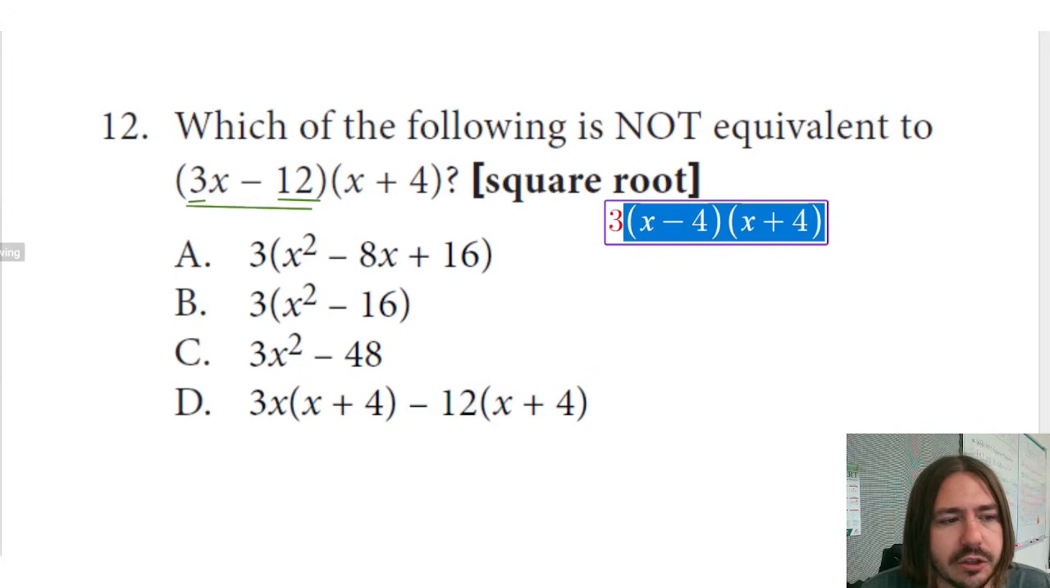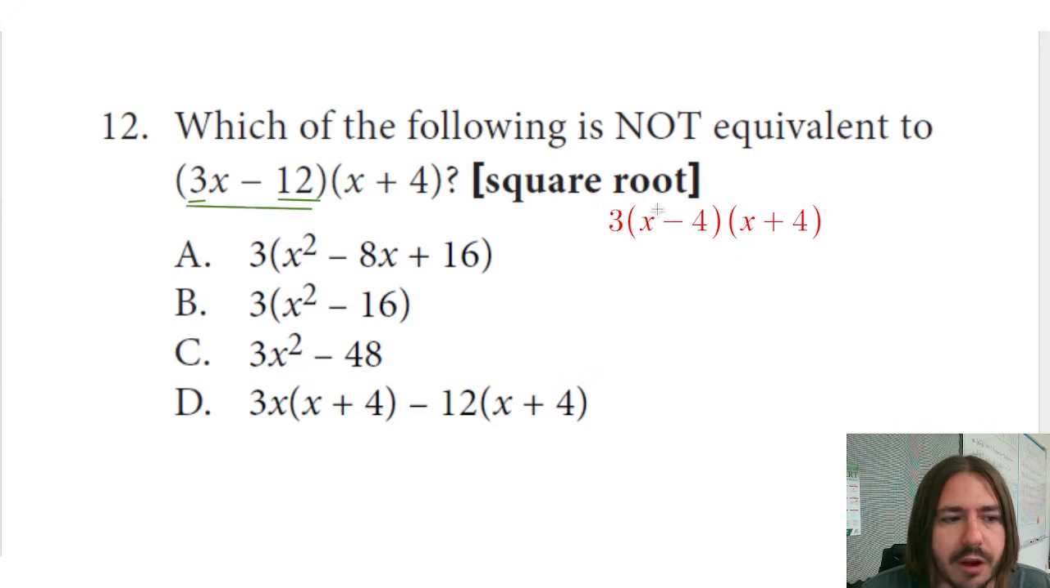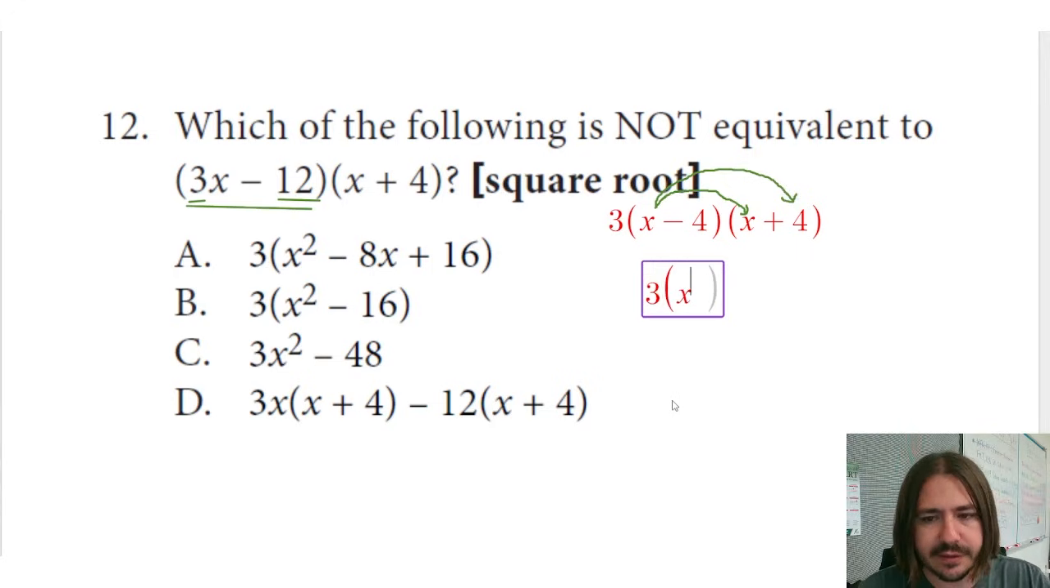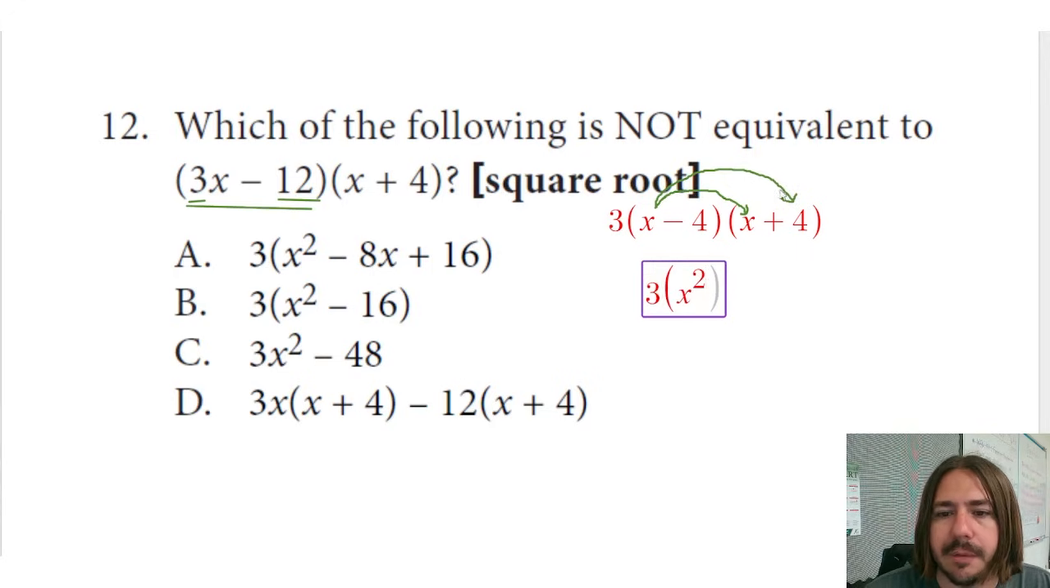Okay, so I can use FOIL or the distributive property. Essentially what I want to do is just multiply x times x, and then x times 4. Okay, so I'll start with that. So x times x is going to be x squared. X times 4 is going to be plus 4x.